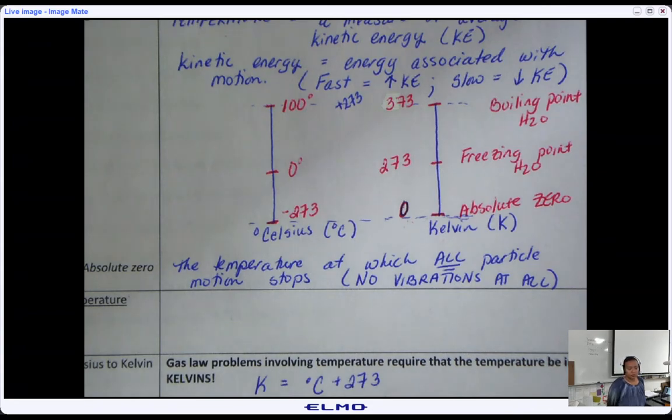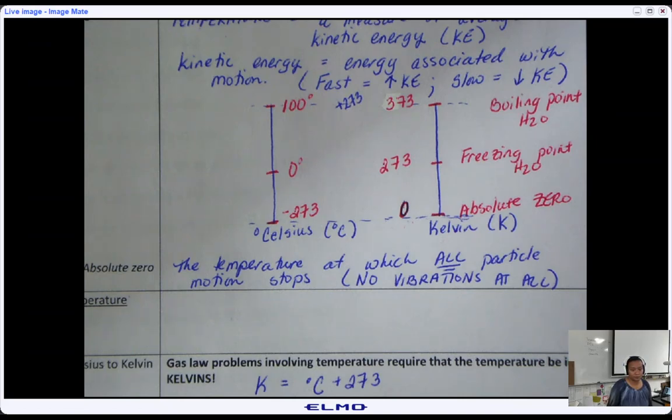Is it possible to have a Kelvin temperature that is less than 0, so in the negatives? Put your answer in the chat. No. Okay, so why not? Why is it not possible to have a negative Kelvin temperature? So again, think in terms of motion. Tell me about the motion. Why is it not possible to have a negative temperature for Kelvin?